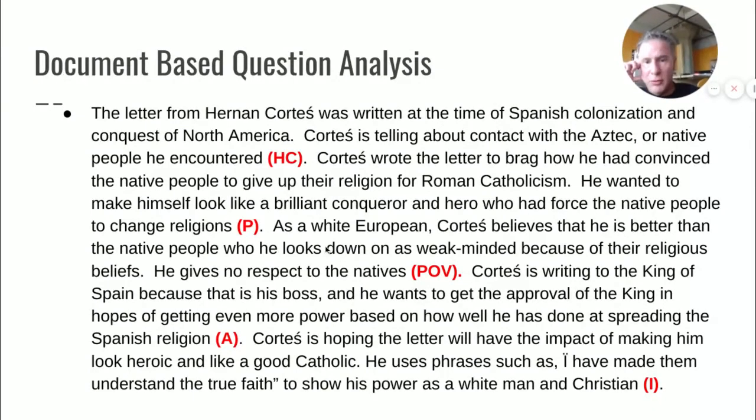Next is point of view. As a white European, so I'm clearly outlining what Cortez is. He believes that he is better than the native people who he looks down on as weak-minded because of their religious beliefs. He gives no respect to the natives. So that shows that the side he's on is that of white Europeans, on people that have a sense of racial superiority to the natives.